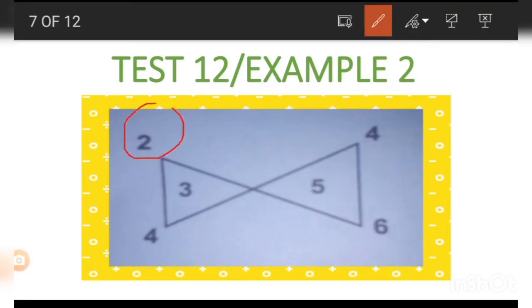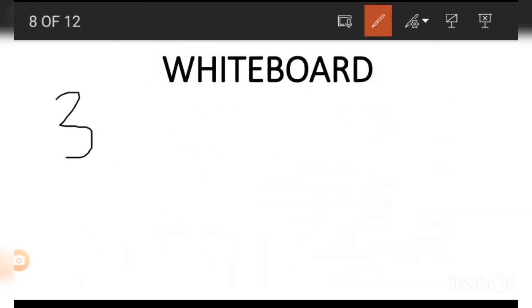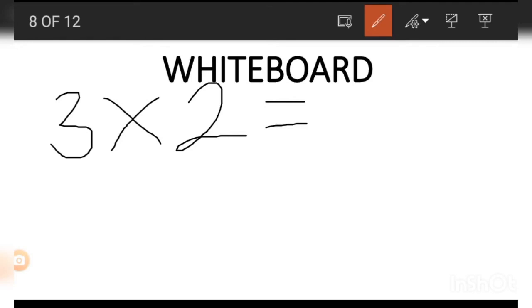If we wish to get any of the numbers outside, that is, numbers on the vertices, what we do is simply reverse the procedure. We start with the number in the middle, which is 3. This time we multiply by the imaginary number 2. So 3 times 2 gives us 6.